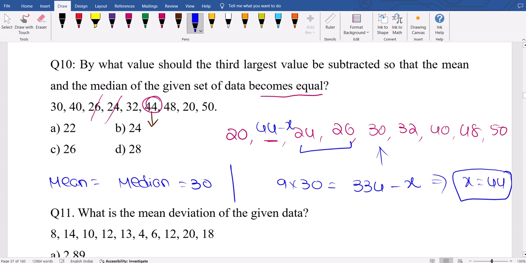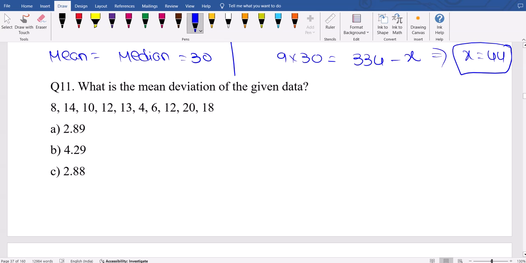Clear. So let's see the next question, mean deviation. So first calculate deviation. To calculate deviation, first of all mean is required. Mean is the sum of terms divided by the number of terms. So 20, 30, 30, 20, 50, 50 again 20, 70, 70 and 30, 100, 100 plus 17, 117. How many terms? 10 terms, 11.7. Okay. What is deviation?